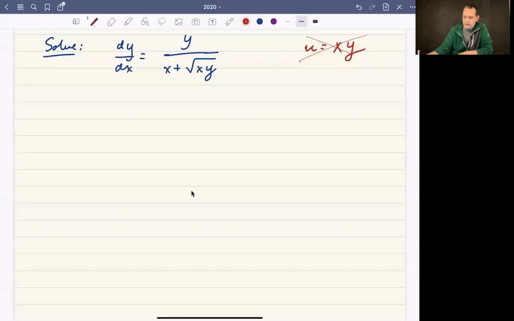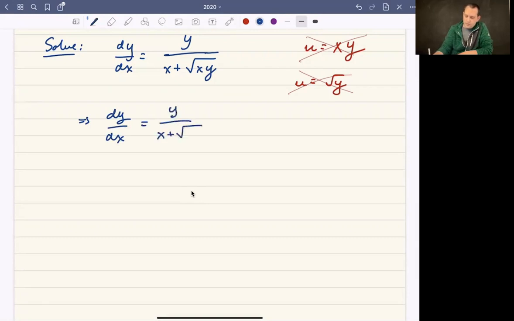We could try u = square root of y, because then you could recognize the top is u squared, and then you have a square root of y in the denominator. Also very reasonable, turns out not to work. And the right thing to do is to take the numerator and denominator and divide by x. So I'm going to multiply by 1 over x.